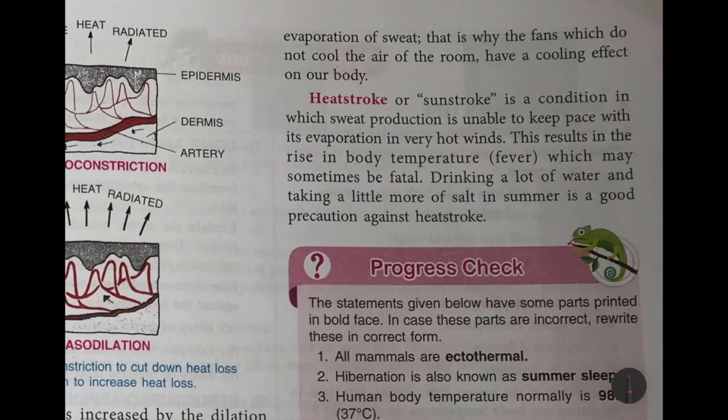Okay, you must have heard about heat stroke or sunstroke. This is a condition in which sweat production is not able to keep pace with the evaporation in very hot winds. This results in a rise in body temperature, which sometimes may be fatal. That is, a person will die. So drinking a lot of water and taking a little more salt in summer is a good precaution against sunstroke. So you need to drink lots of water and take a little more salt during the summer, so that you will not get any heat stroke.